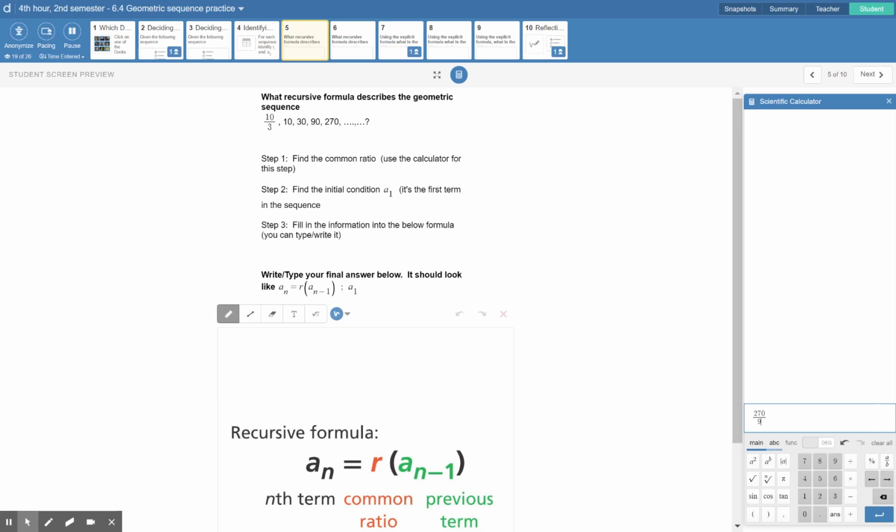And start dividing. Ratio is dividing. Start with the last number, go to the next number. Even if it's a fraction, use parentheses so the calculator can go. So notice that we have a common ratio, which is 3.